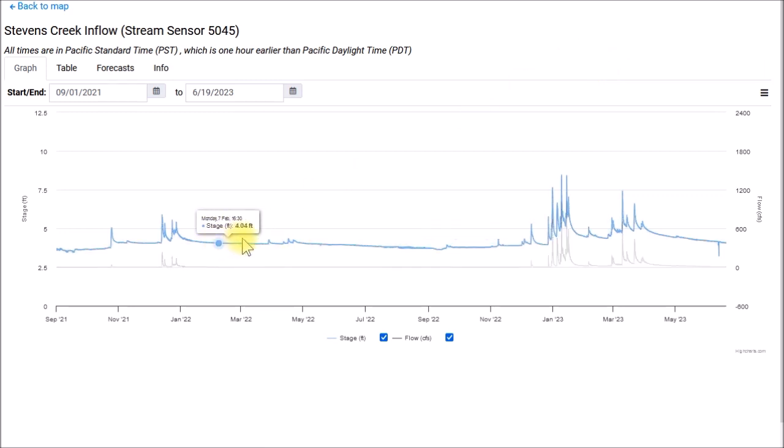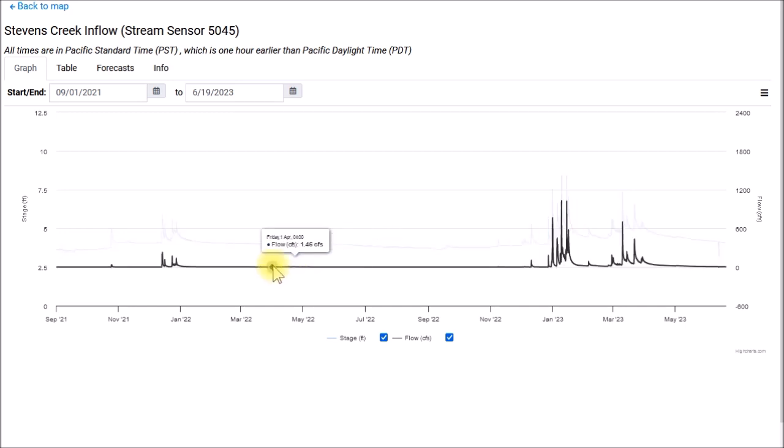And let's see, the blue is the water height. The black line here is the actual flow. Now you can see last year there were only a couple of little blips, not even 200 cubic feet per second. So that year there probably wouldn't have been enough water coming down the creek to fill up that portion of the creek if it were dammed up.